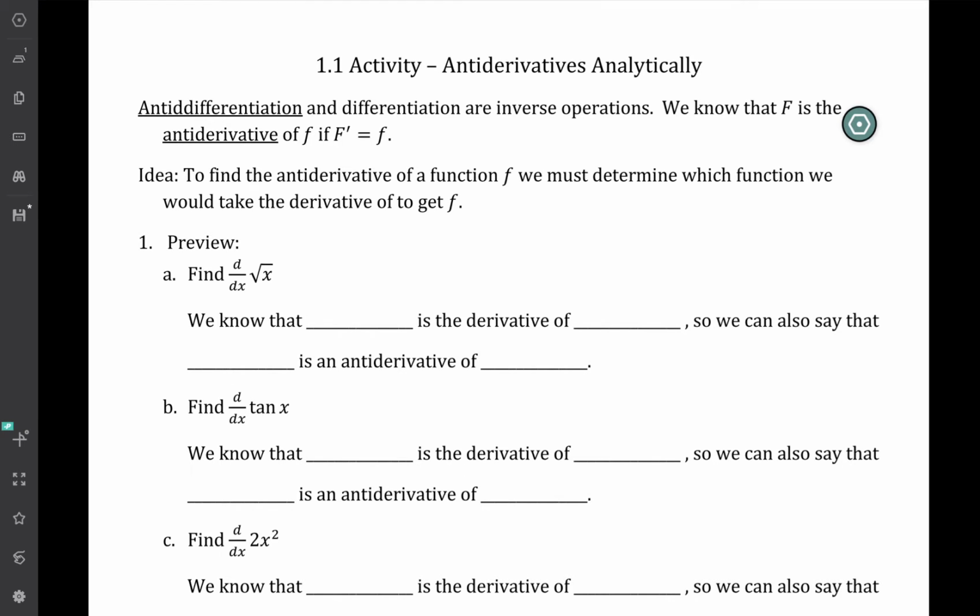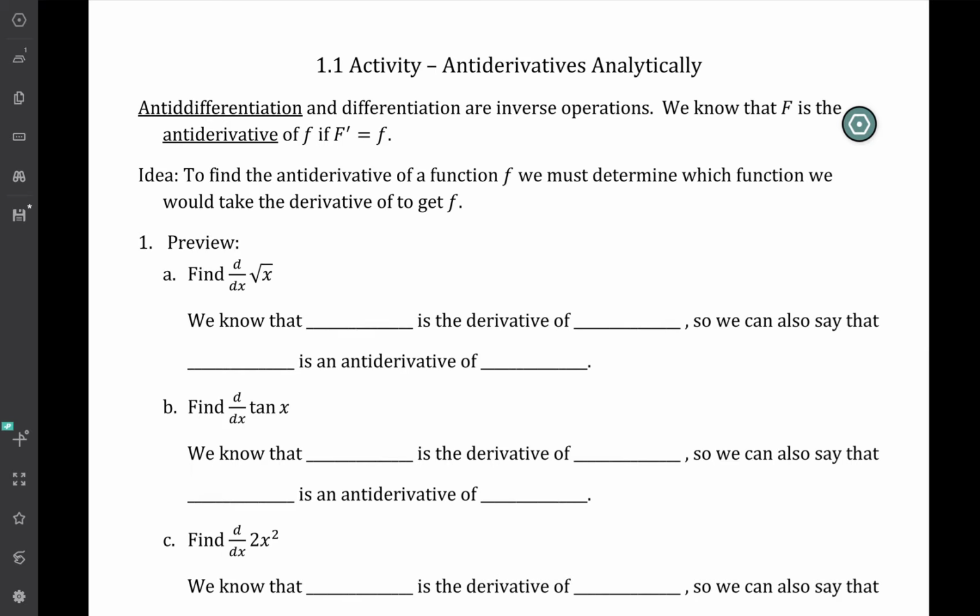Hi everyone, in 1.1 we're going to start looking into finding antiderivatives. And antiderivatives are appropriately named. They are basically the opposite of derivatives. So in terms of performing an operation, differentiation and antidifferentiation are inverse operations.